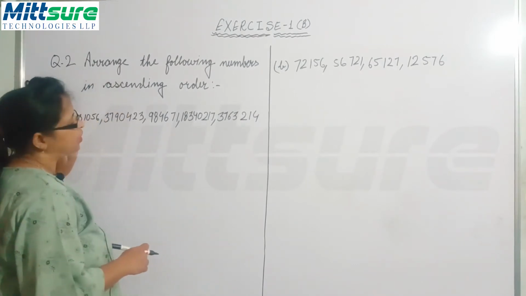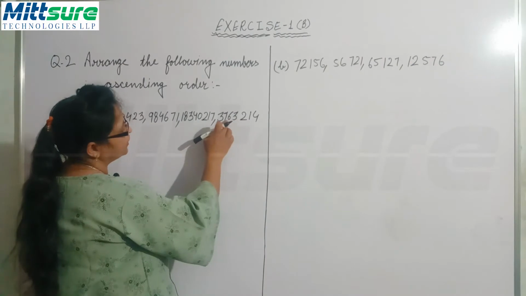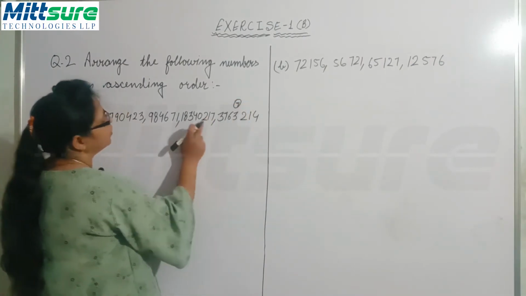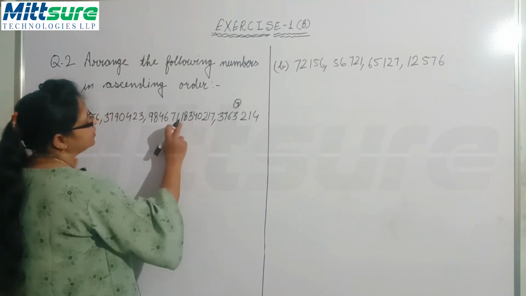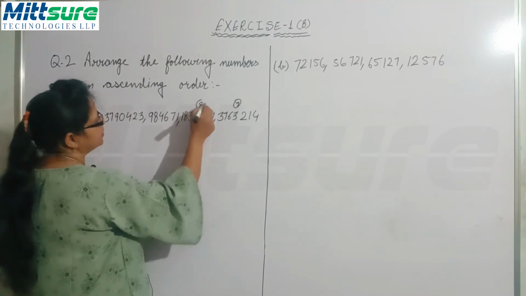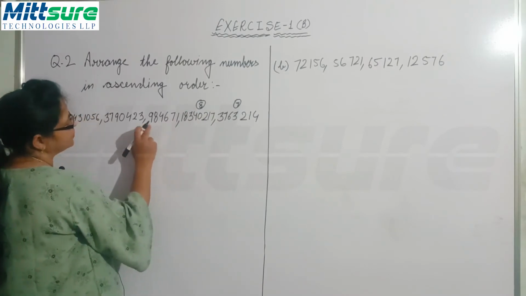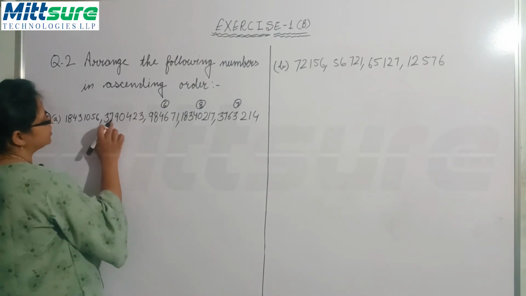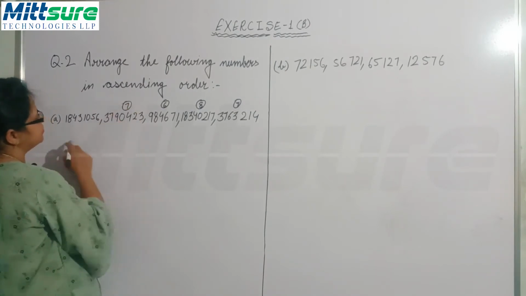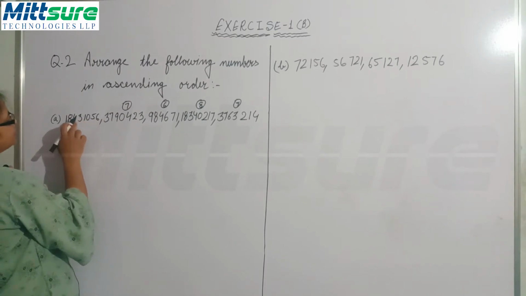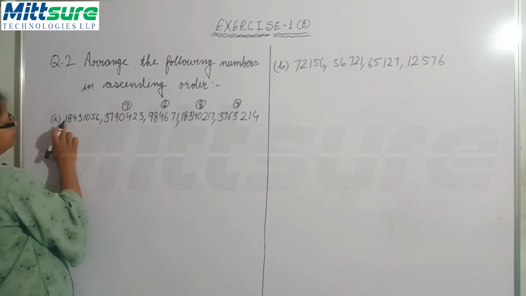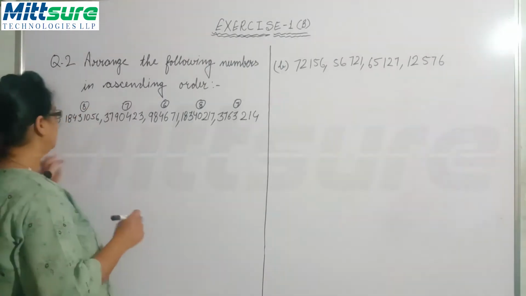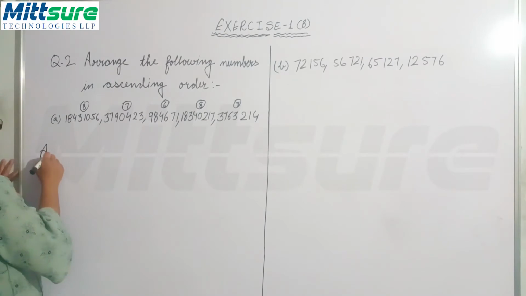Now we have to count the digits: 1, 2, 3, 4, 5, 6, 7. 7 digits in this number. Now 1, 2, 3, 4, 5, 6, 7, 8. 8 digits in this number. 1, 2, 3, 4, 5, 6. 6 digits in this number. 1, 2, 3, 4, 5, 6, 7. 7 digits in this number. 1, 2, 3, 4, 5, 6, 7, and 8. This number is having 8 digits. Now, in ascending order, what happens?